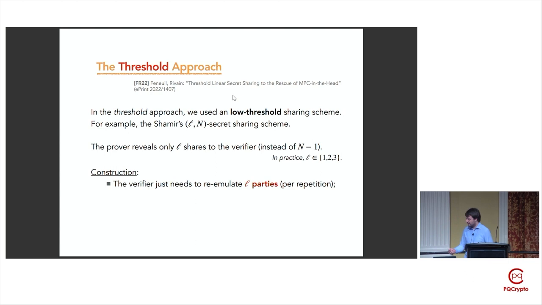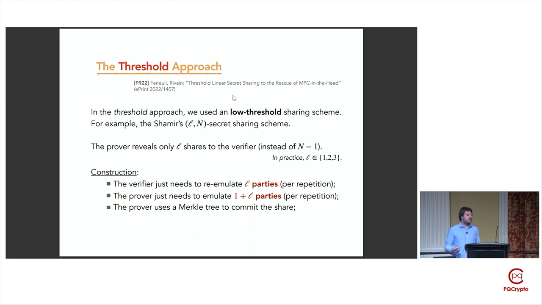First, since we reveal only L shares out of N parties, the prover needs to re-emulate only L parties. It's direct. We can show that the prover just needs to emulate 1 plus L parties instead of N. So even for the prover, there will be a lot of saving in the running time. Since we are revealing only a small number of shares, we will use a Merkle tree to commit the input shares.